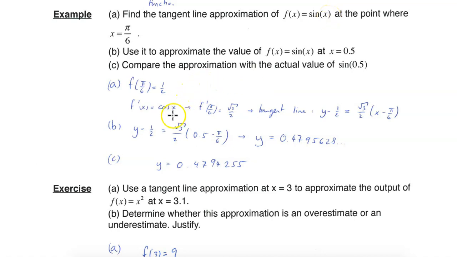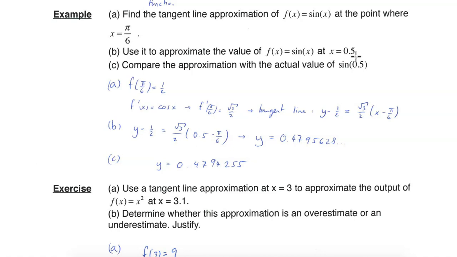And we need the slope, so we'll take the derivative. F prime of x is cosine x. Therefore, f prime of pi over 6 is √3 over 2. That means the tangent line at that point is y minus 1/2 equals √3 over 2 times x minus pi over 6. This is something we started doing in section 3.1. Now we are going to use it to find the approximate value of f of x equals sine x at x equals 0.5. This is not part of a triangle. We know sine of 0.5.